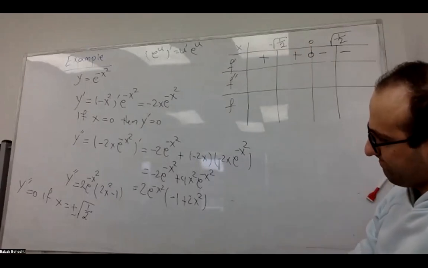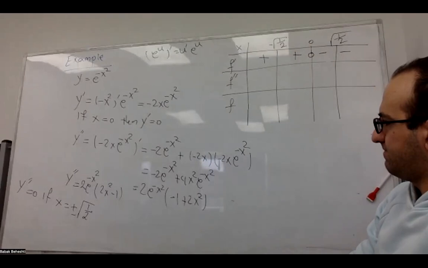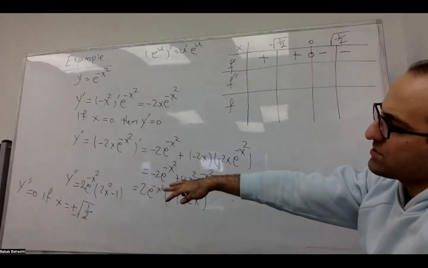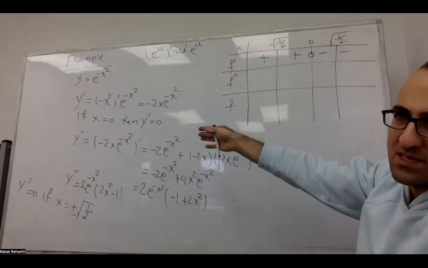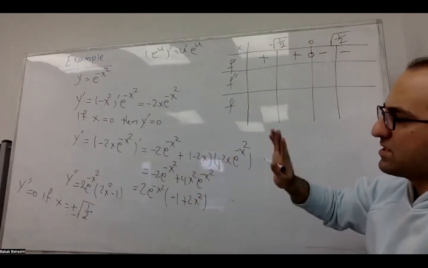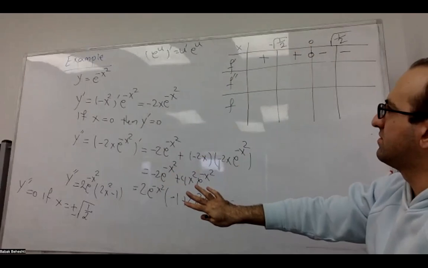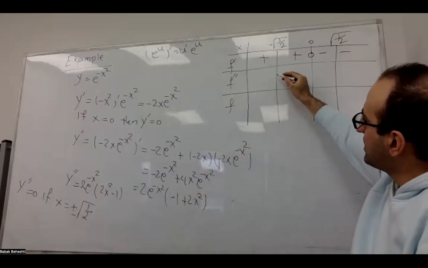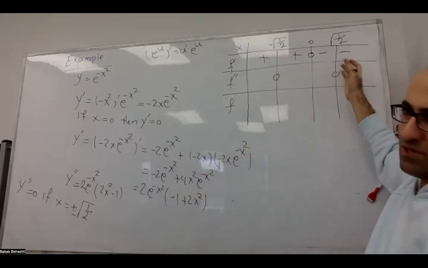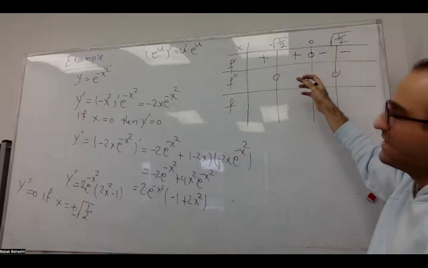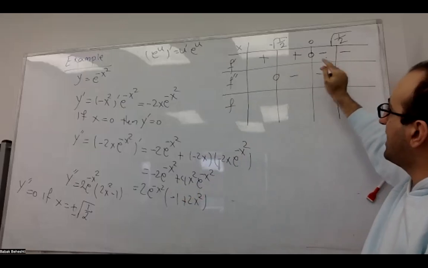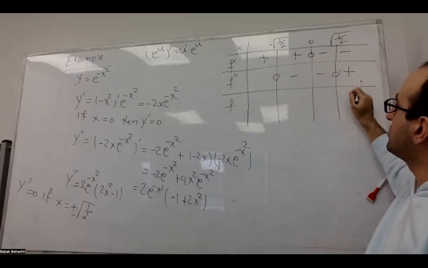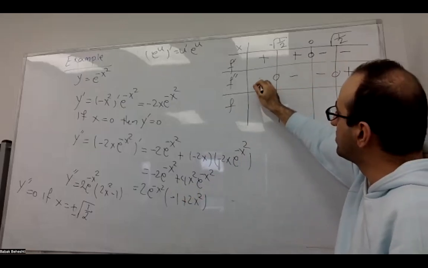Now look at f double prime. f double prime is 2x squared minus 1 times 2 times e to the power minus x squared. Again, the exponential is always positive, so forget about it and just look at 2x squared minus 1. 2x squared minus 1 is 0 when x is equal to either plus or minus root 1/2. It is negative when x is between these two roots, and is positive when x is greater than root 1/2 or less than minus root 1/2.